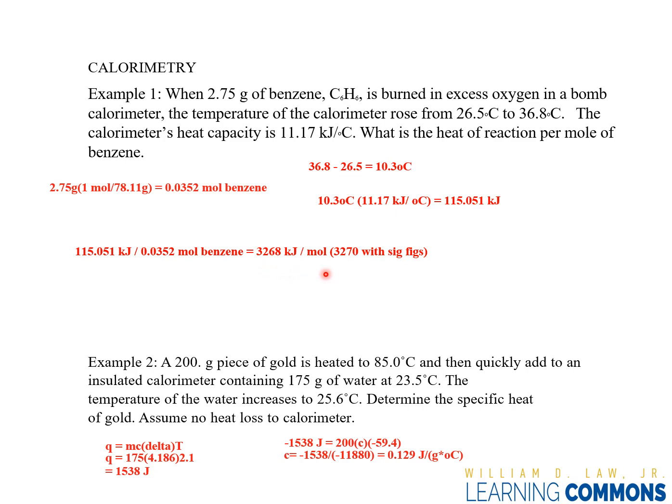And the other example here: a 200 gram piece of gold is heated to 85 Celsius, and then quickly added to an insulated calorimeter containing 175 gram of water. The temperature at the beginning is 23.5 Celsius. The temperature of the water increases from 23 to 25.6. Determine the heat capacity of the gold. Assume no heat loss from the calorimeter, like in a closed system.